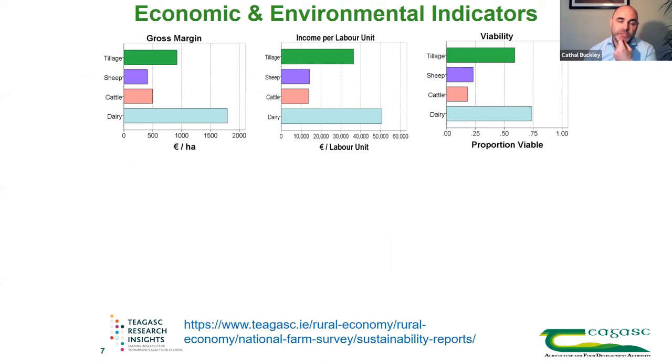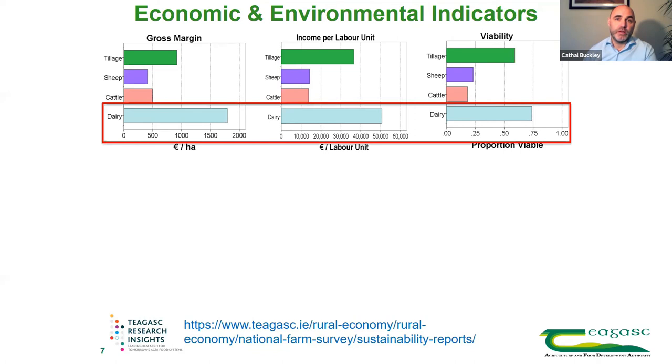Okay, so just presenting some results from the latest report. Again, the link to the website is at the bottom. If you look at gross margin per hectare, income per labor unit, and viability, the colors stay the same: dairy is in blue, cattle in red, sheep in purple, and tillage in green. So on a per hectare basis, we can see that the dairy farms return significantly higher economic return, gross margin per hectare, compared to the other farm systems. And this holds true for the other economic dimensions in terms of income per labor unit and viability.